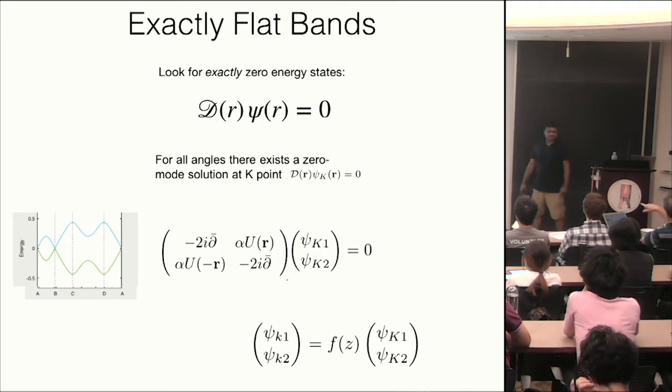Ashvin, the right-hand side doesn't depend on small k1 or k2. Yes, that will be fixed by choosing the appropriate f of k, f of 0. Yeah.